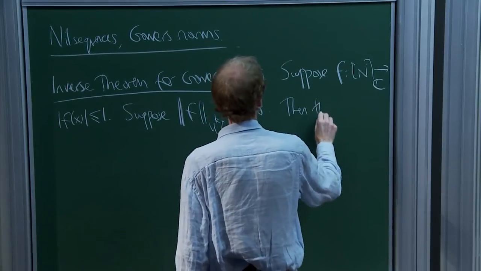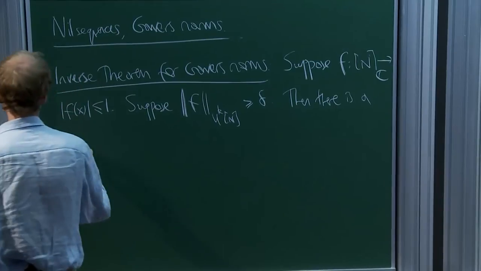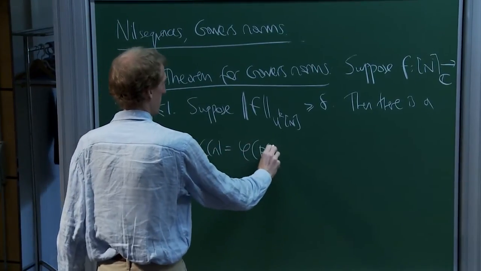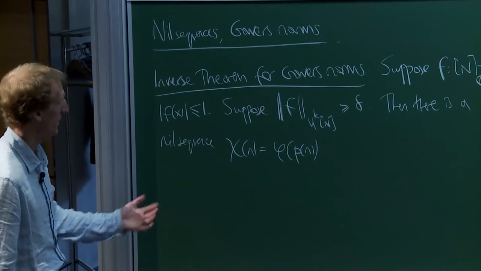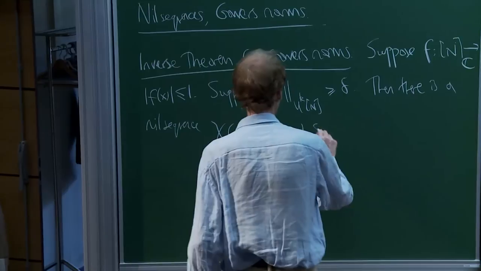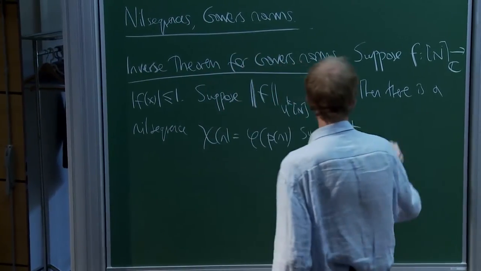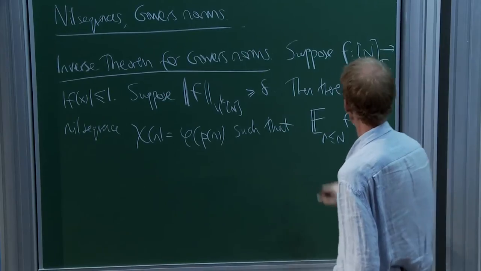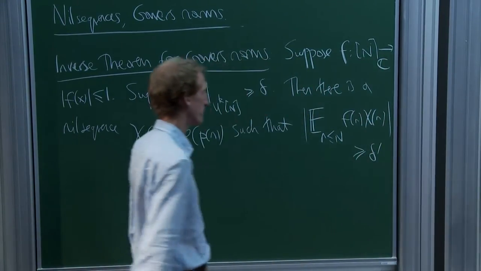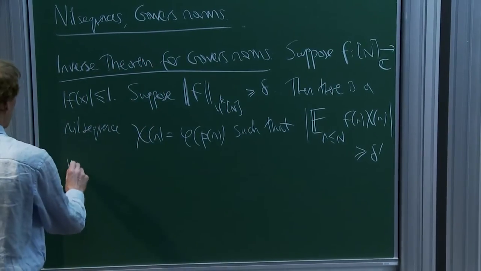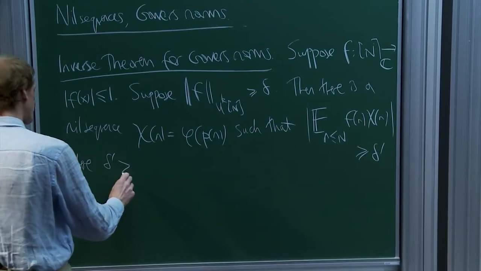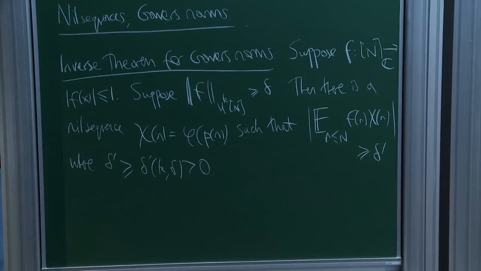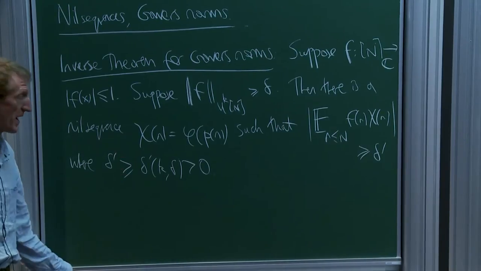Then there is a nilsequence chi of n, which is an automorphic function phi of a polynomial sequence, such that the average of f of n times chi of n is at least delta primed. And here, delta primed is bigger than zero, and various complexity quantities connected with chi are bounded.